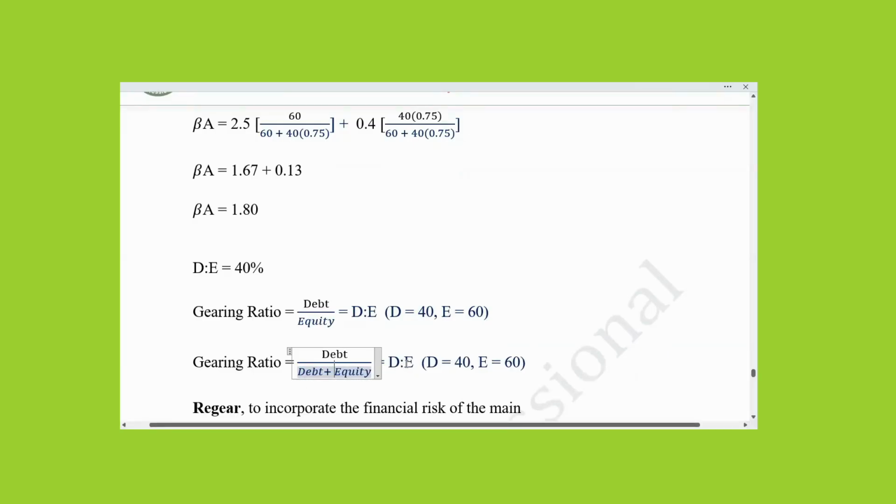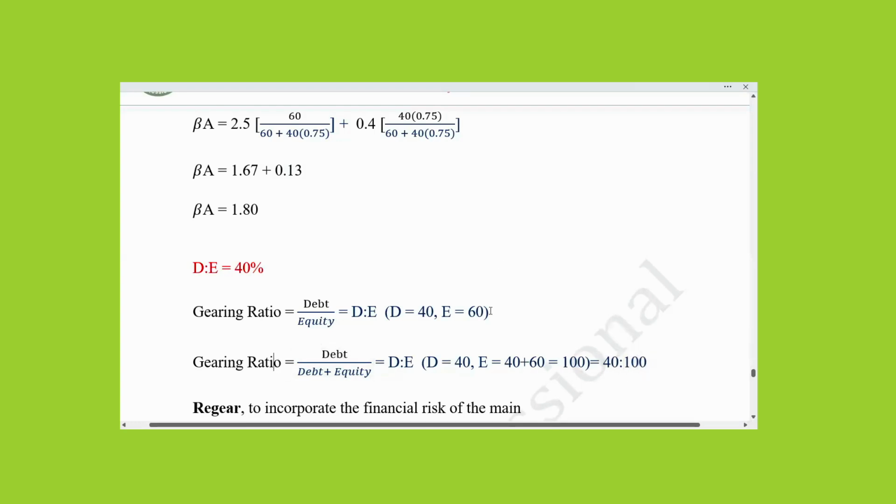So in this case, if my gearing ratio is 40%, then of course, D will be equal to 40. Then equity will be equal to 40 plus 60. That means equity will be equal to 100. So my debt equity proportion will then be equal to 40 to 100. I will be using 40 for debt and 100 for equity. So that means I'm using total value.